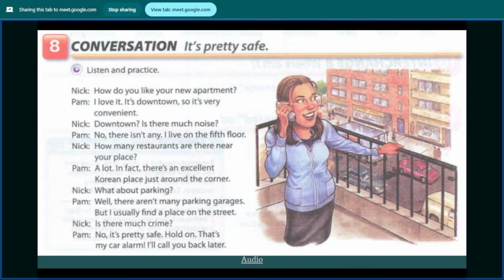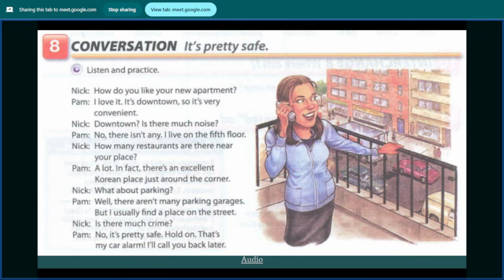How do you like your new apartment? Apartment, apartment. Apartment. Hmm. I love it. It's downtown, so it's very convenient. It is, it is. It's no ko bolo, it is. It is Hmm. very convenient. Downtown, is there much noise? No, there is not any. Isn't any. I live on the fifth floor.